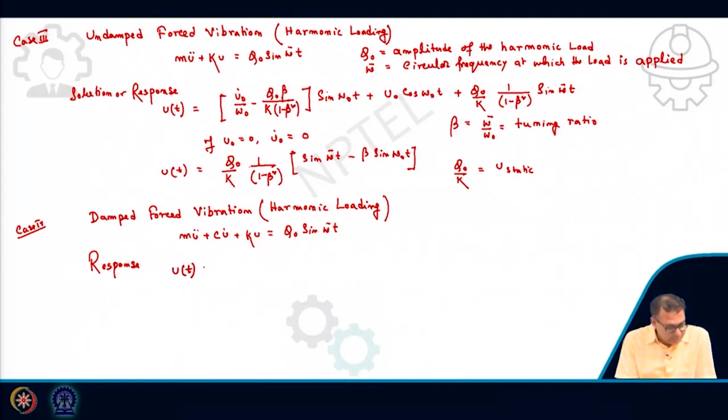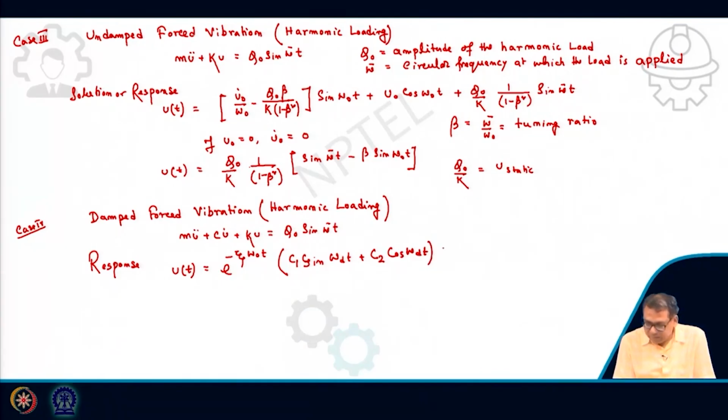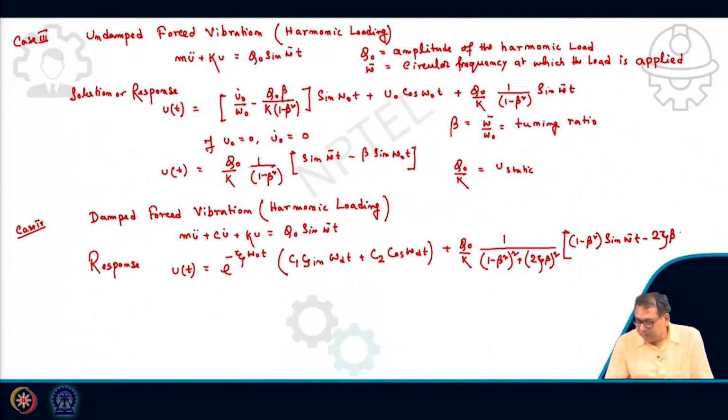u(t) equal to e to the power minus damping ratio omega 0 t into (c1 sine omega d t plus c2 cos omega d t), then plus q0 by k into 1 divided by ((1 minus beta square) whole square plus (2 damping ratio beta) whole square), then into ((1 minus beta square) sine omega bar t minus 2 damping ratio beta cos omega bar t). So, this is the solution.